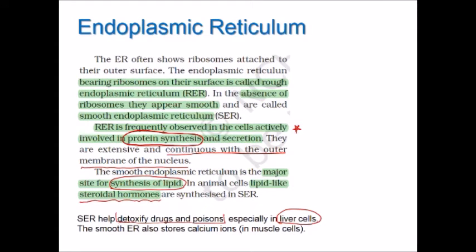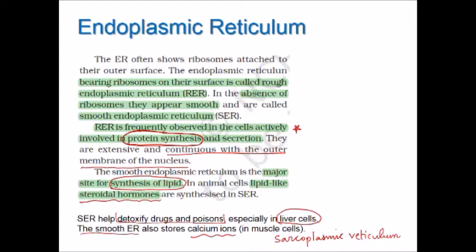Also in our muscle cells, you know that if your muscles have to contract and relax, you need calcium ions. And these calcium ions are also stored inside smooth ER. So our muscle cells have smooth ER which stores calcium ions, and these calcium ions help you to contract and relax your muscles. This type of smooth ER found in muscle is called sarcoplasmic reticulum, a type of smooth ER which can store calcium ions required for movement of your body parts.